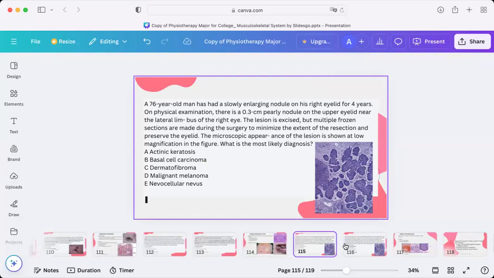A 76-year-old man had a slowly enlarging nodule on his right eyelid for 4 years. On physical examination, there's a 0.3 centimeter pearly nodule on the upper eyelid near the lateral limbus of the right eye. The lesion is excised and multiple frozen sections are made during surgery to minimize the extent of resection and preserve the eyelid. The microscopic appearance is shown below. What is the diagnosis? Is it actinic keratosis, basal cell carcinoma, dermatofibroma, malignant melanoma, or the nevocellular nevus?